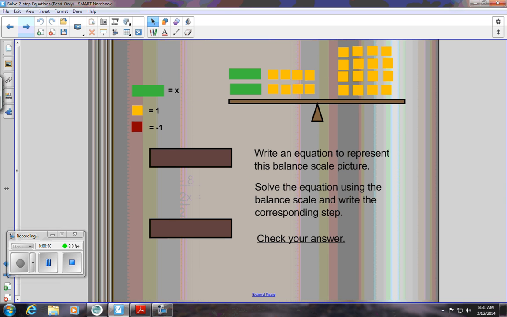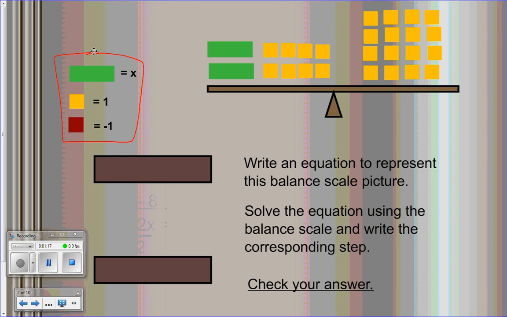So let's look at this first example where we have a balanced scale, and we have some blocks and rectangles on there, some squares and rectangles. We can't do anything unless we know what those represent. So we have a key, and we use that key to help us figure out what the equation is. I'm going to change the screen size so it's a little easier to read.